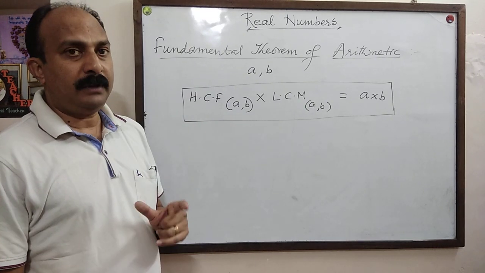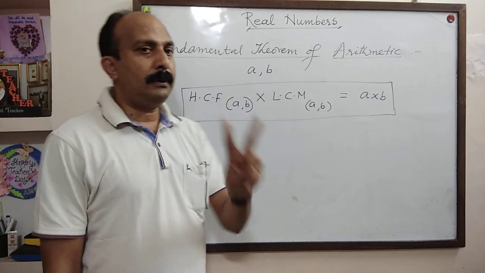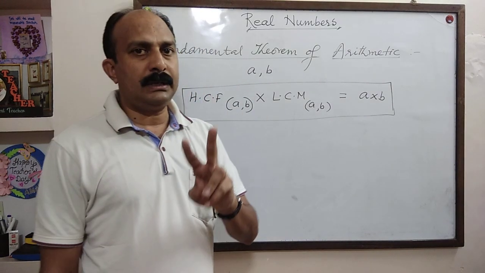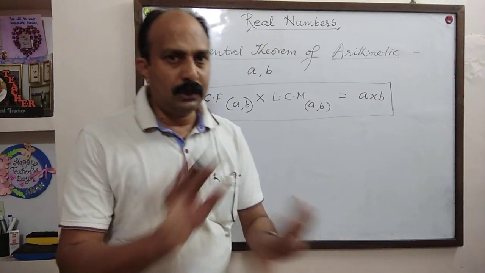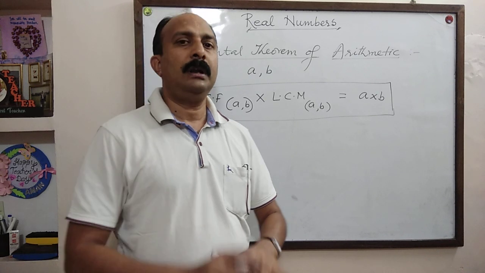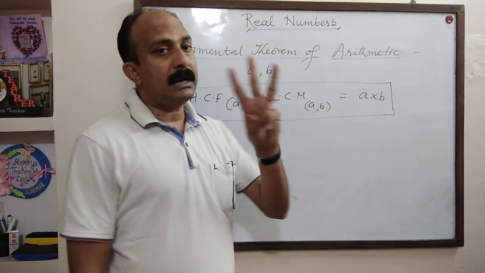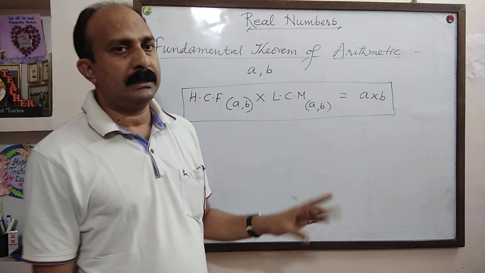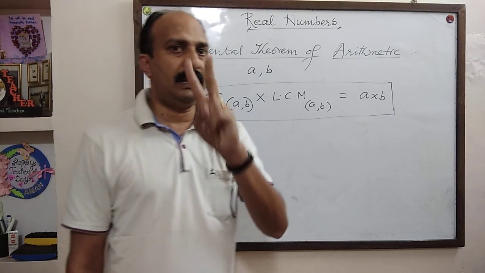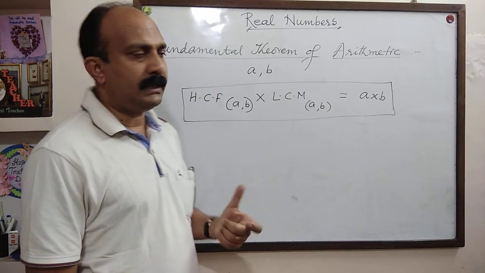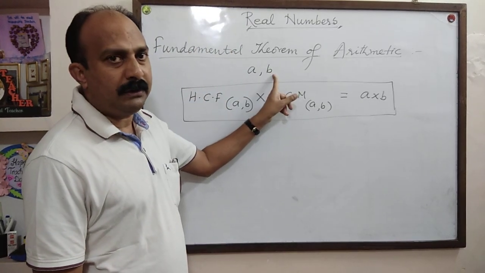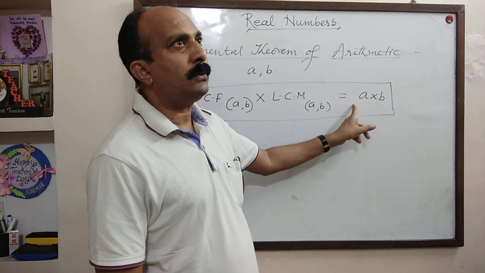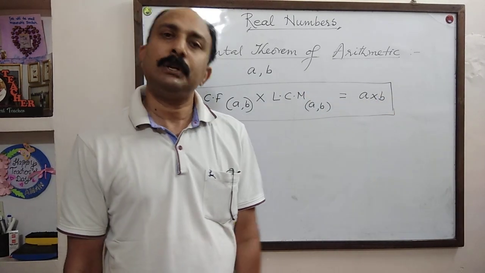Remember this one very important point. It is applicable only for two integers. If there are more than two integers, this rule does not exist. This rule will not be true if there are three integers or more than two. It is only for two positive integers. Remember it. The rule is that if a and b are two positive integers, the product of their HCF and LCM will be equal to the product of the two numbers.